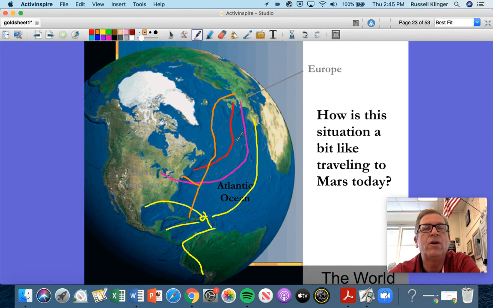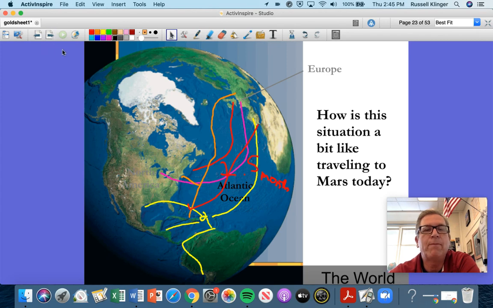But the whole key to this is it's a little bit like traveling to Mars today, because the time it took to travel across the Atlantic Ocean in a ship at that point was, sorry, I can't write with this very well, I'm doing this with my mouse, so bear with me, 2.5 months. It's like 2.5 months to travel across the Atlantic. It's a long time, okay? And it's traveling to a place that a lot of people didn't know what was here.